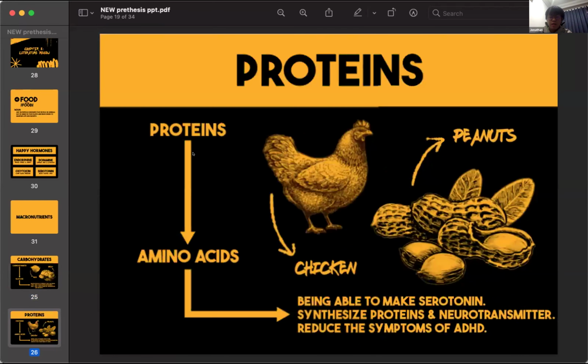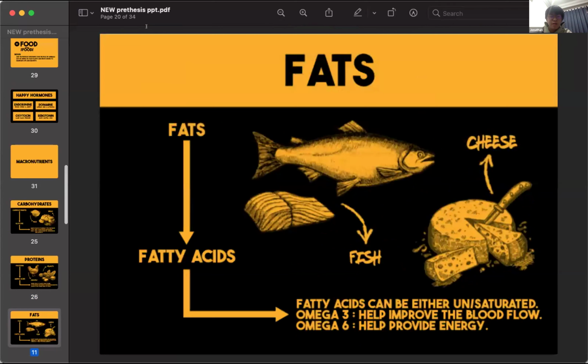For proteins, they break down into amino acids, which are able to make serotonin. They also synthesize proteins and neurotransmitters, and this can also reduce symptoms of ADHD. You can find proteins in chicken, peanuts, or eggs. And the last macronutrient is fats. Fats break down into fatty acids. There are two main important ones, omega-3 and omega-6. Omega-3 helps with blood flow, while omega-6 helps provide energy. You can find them in fatty fish like salmon, or even cheese.